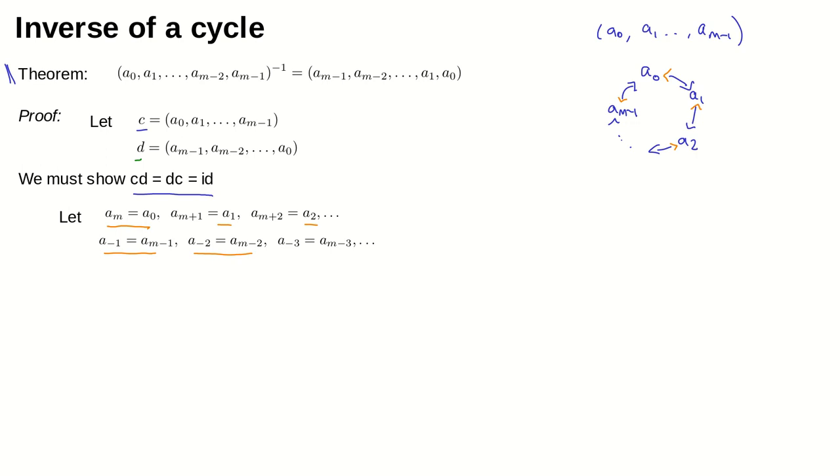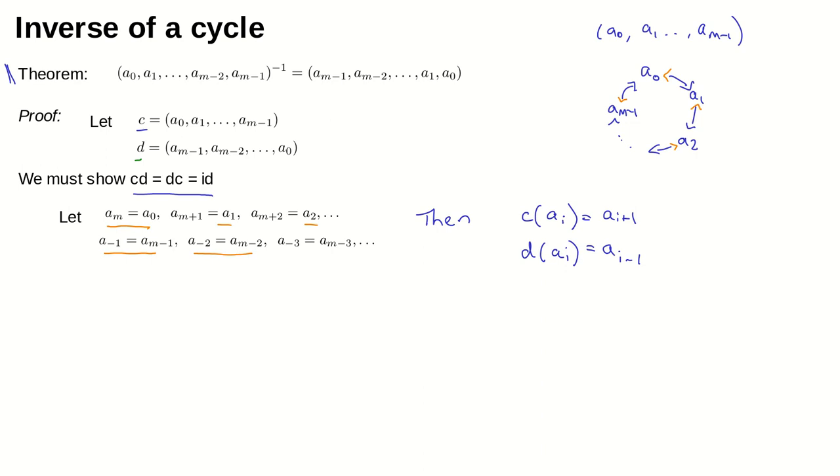And the reason that this is a helpful thing to do is because then, for any i, we have C of Ai is Ai+1, and D of Ai is Ai-1. That wasn't true until we made these definitions, because if you apply C to AM-1, well, you get A0.